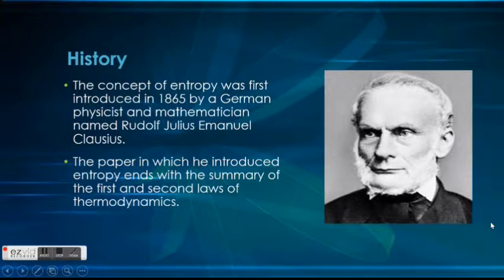The concept of entropy was first introduced in 1865 by a German physicist and mathematician named Rudolf Clausius. Interestingly, the paper in which he introduced entropy ends with a summary of the first and second laws of thermodynamics.